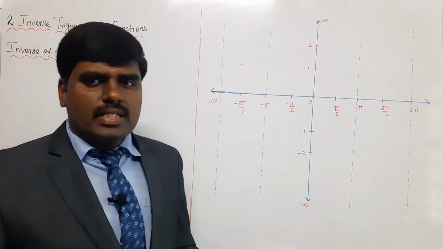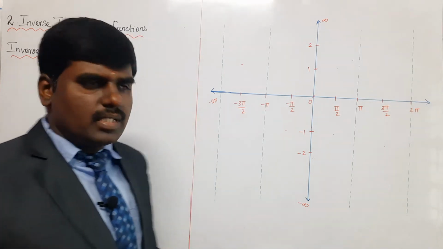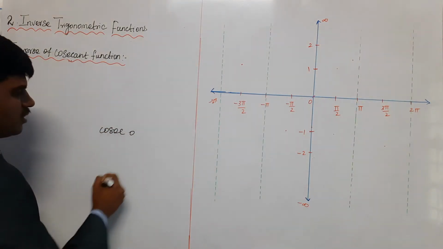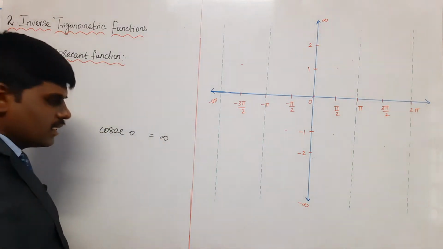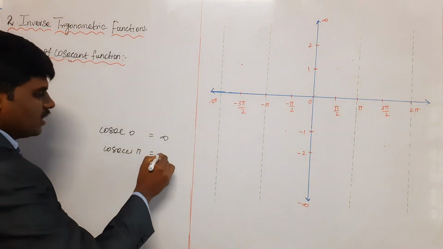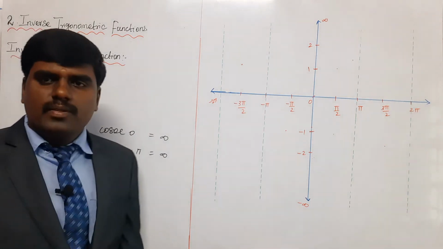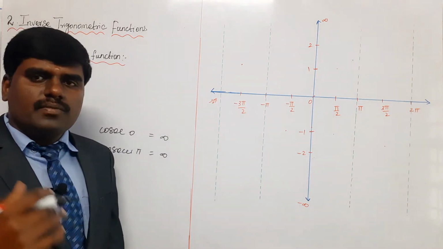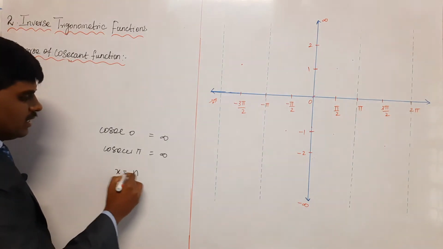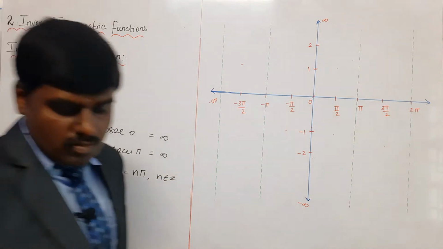So we know, what's the value of cosecant 0? The value of cosecant 0 is undefined. Same way, cosecant pi is undefined. Same for 2 pi, 3 pi, minus pi, 4 pi. Therefore, in general, cosecant of x equals n pi, where n belongs to Z, is not defined.